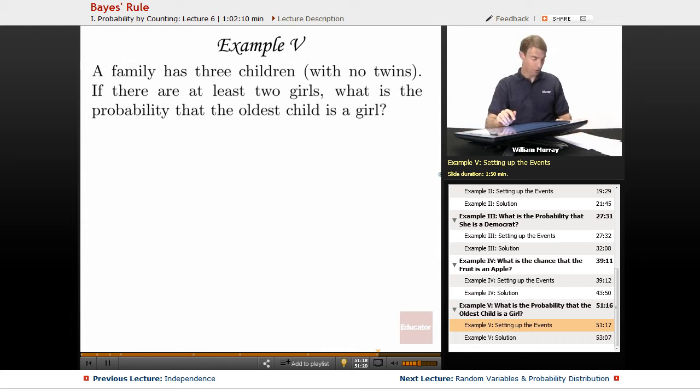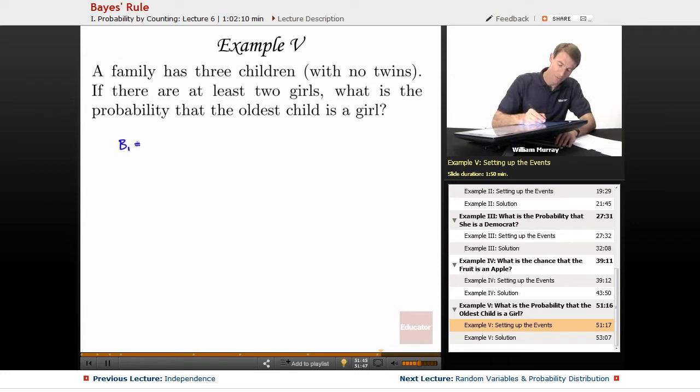In our last example for Bayes' rule here, we've got a family that has 3 children, and we're given that there are no twins. We're given that there are at least 2 girls, and we want to find the probability that the oldest child of those 3 children is a girl. So again, let me set up some events here.